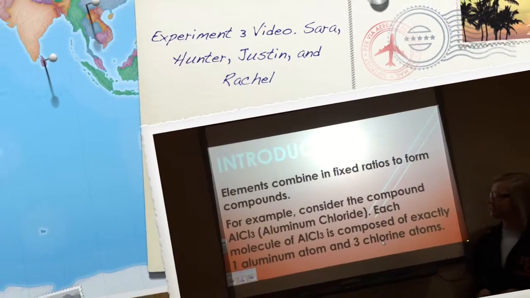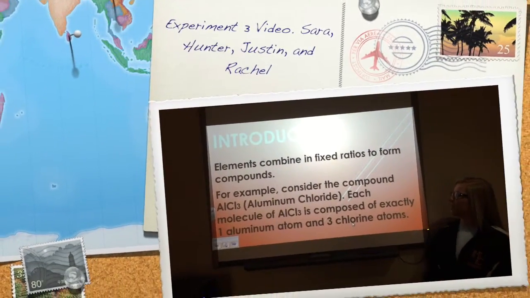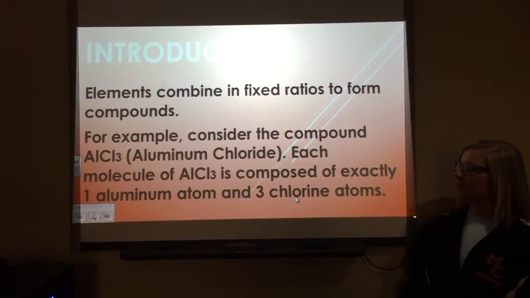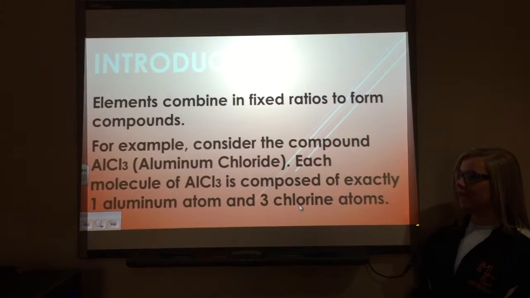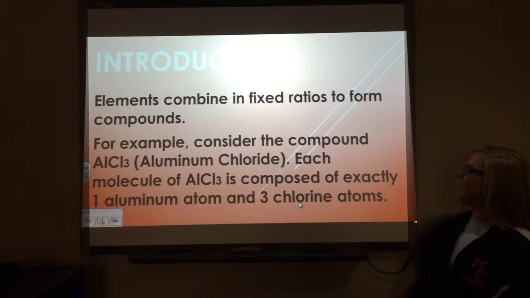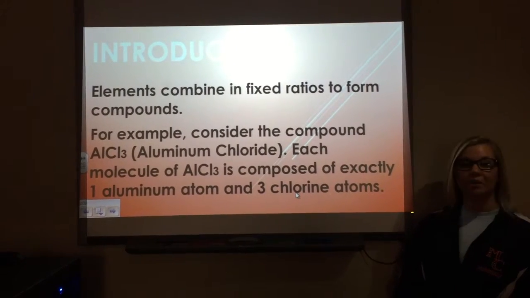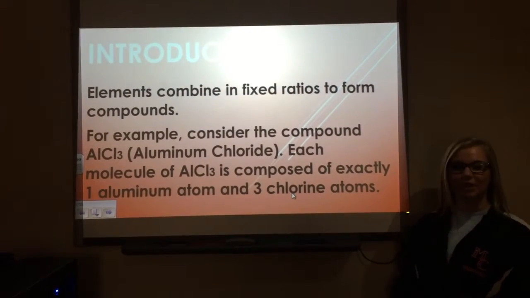Okay, for the introduction, elements combine in fixed ratios to form compounds. For example, consider the compound aluminum chloride, which is AlCl3. Each molecule of AlCl3 is composed of exactly one aluminum atom and 3 chlorine atoms.